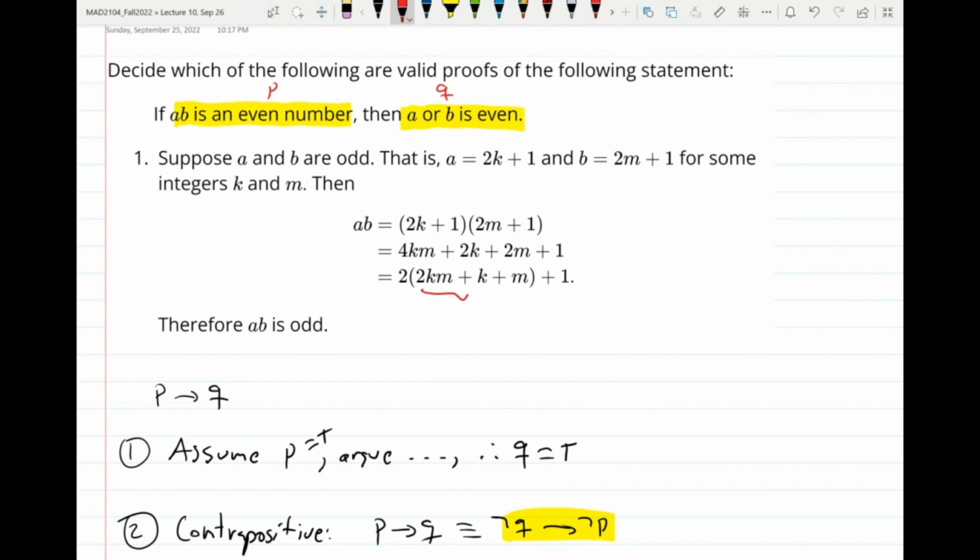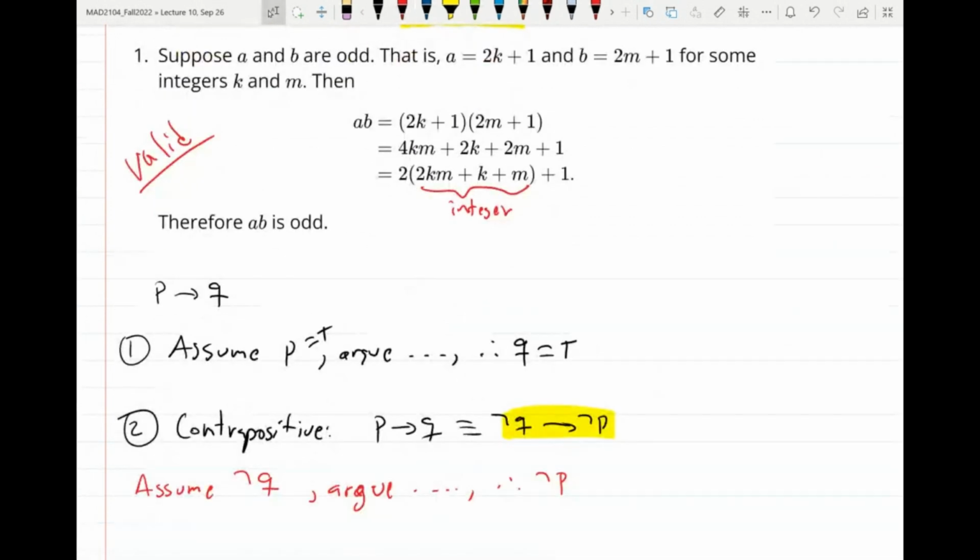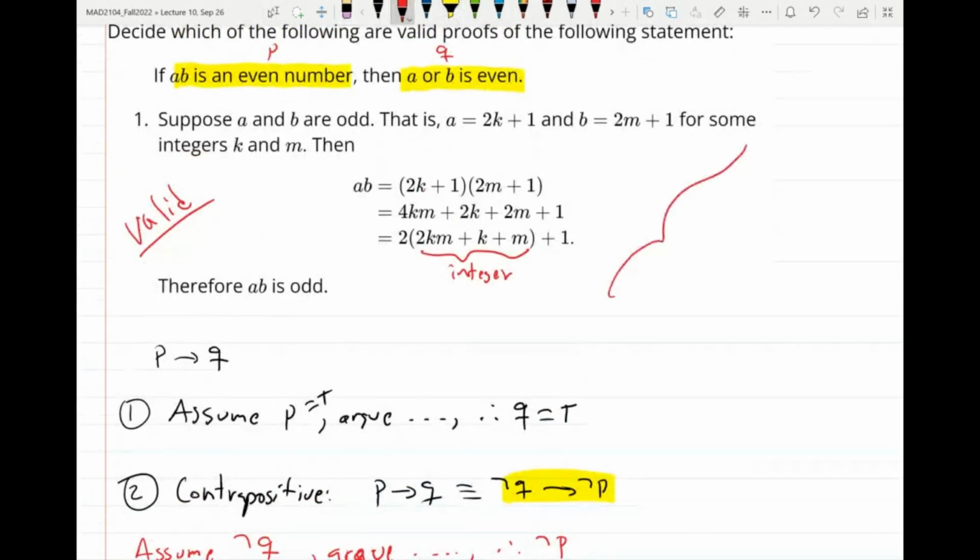So we get that AB is 2 times something plus 1. Notice that this part right here is an integer, because both K and M are integers. So AB looks like 2 times an integer plus 1. That's exactly what it means to be an odd number, so you can conclude that AB is odd. This finishes the proof, and it's a valid proof because it's a proof by contrapositive. Do you understand this? So number 1 is valid. I ask you to write yes or no, so this one is good. Are we okay with this? Again, keep in mind we're using proof by contrapositive.